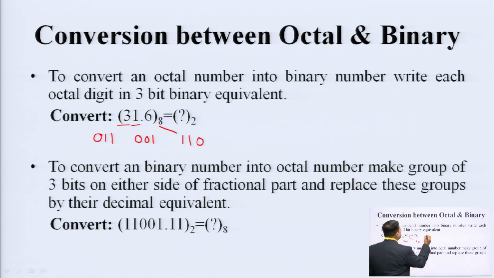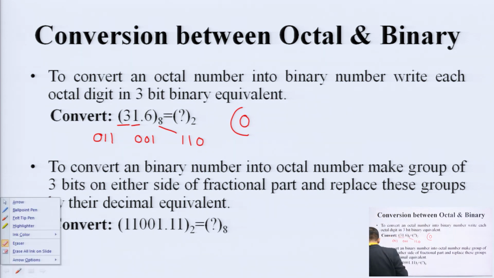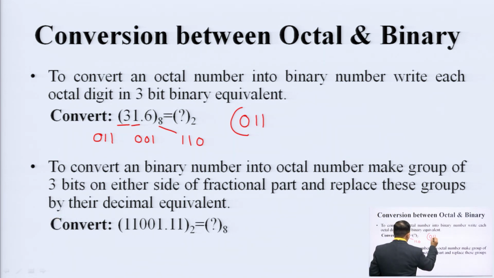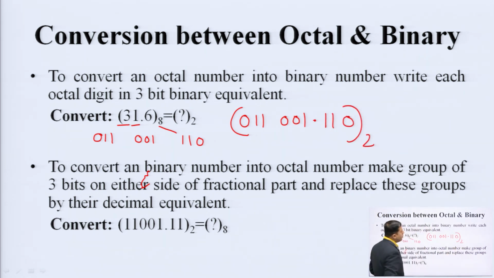Just like that you can represent it: 011, then 001, then here it will have a point, and 6 will be 110. So this is converted into a binary number. Like that, we have converted an octal number directly to the binary number system.